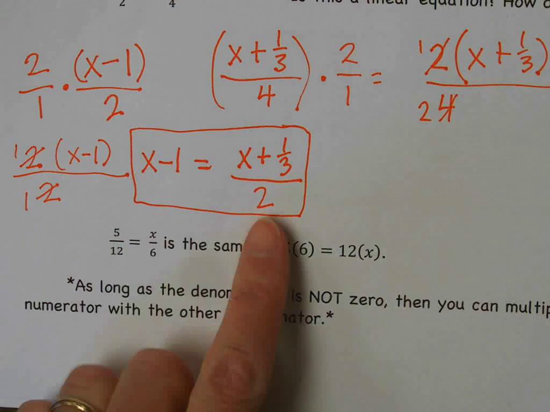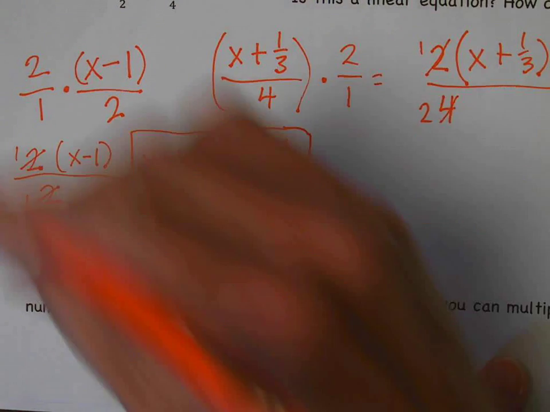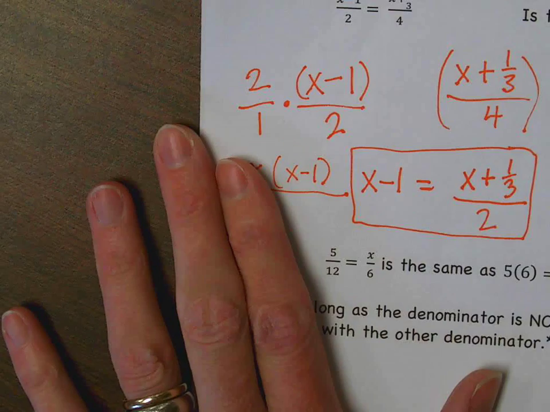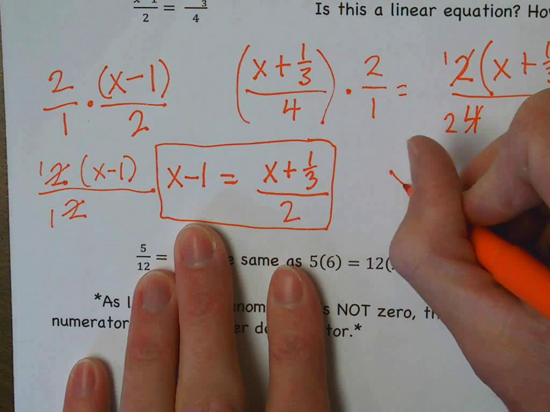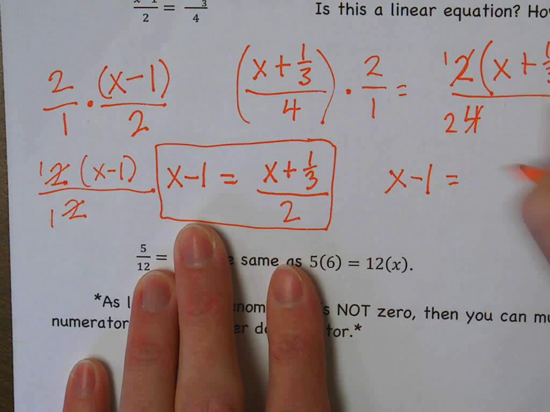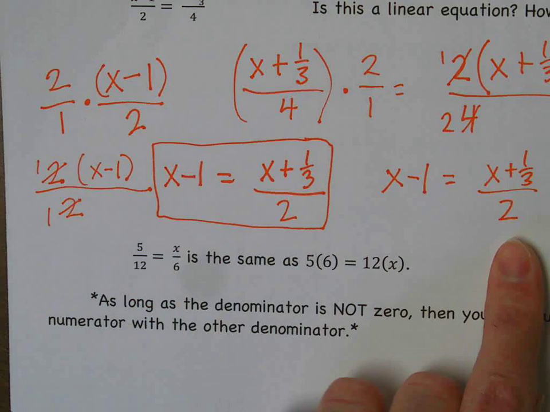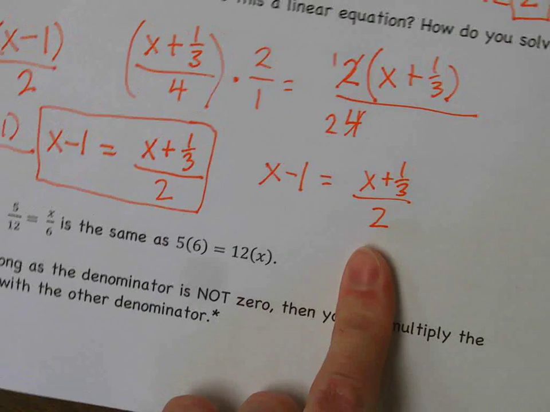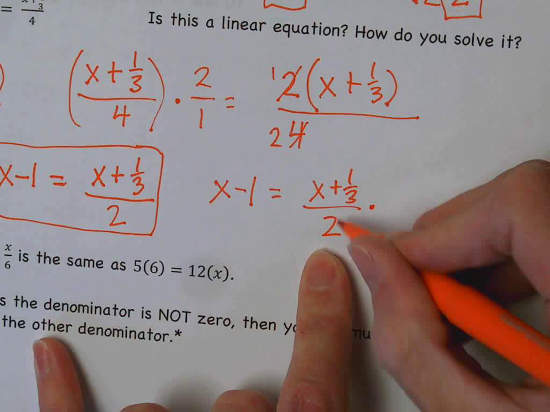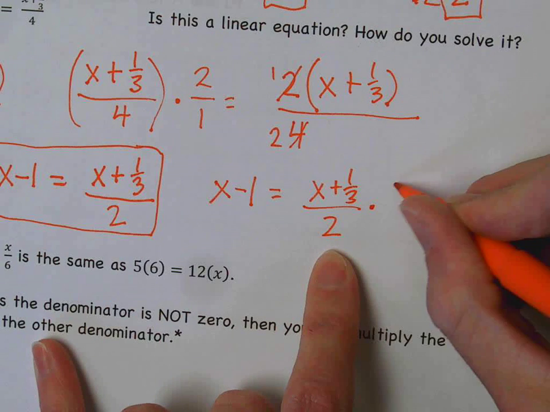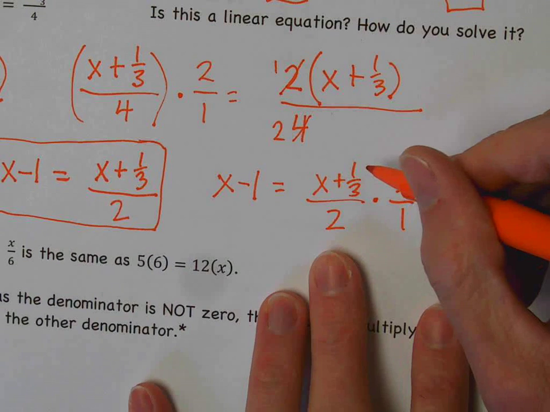But some of you are still saying, okay, Mrs. Nelson, that's great, but we still have a fraction. So how do we get rid of this fraction? Not hard. We're going to use the same process we did over here on the other side. On the left-hand side of the equation, we have x minus 1 equals x plus 1/3 divided by 2. So we're trying to get rid of this denominator. Right now this is in the denominator, so I'm going to multiply it by 2.